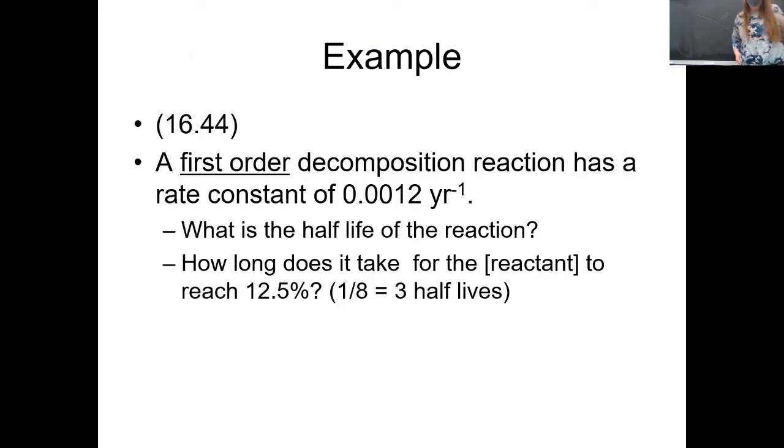All right, so let's do one more example here. The number there is the problem from the old book. I should erase it from the slide. A first order decomposition reaction. So we know we're dealing with something that half-lives are appropriate. We know we're dealing with the natural log equations. The first order decomposition reaction has a rate constant of 0.0012 inverse years.